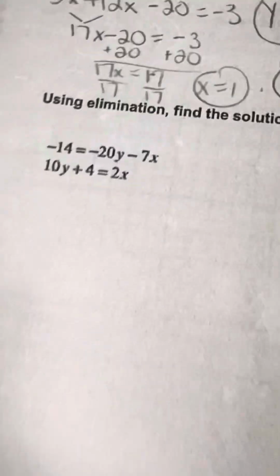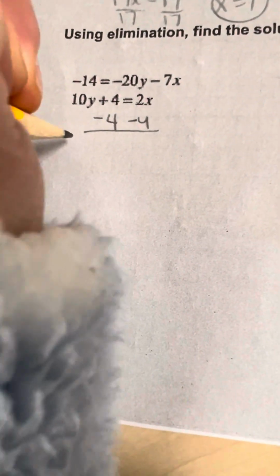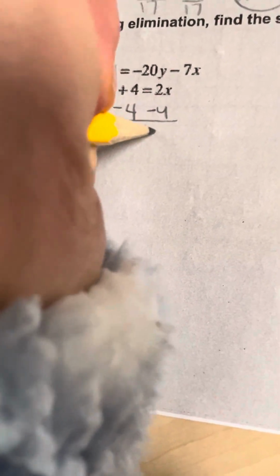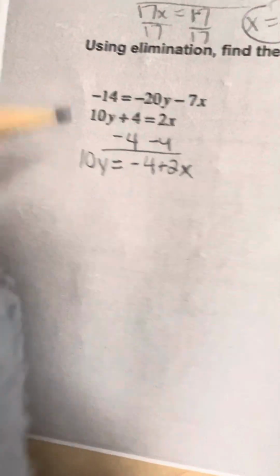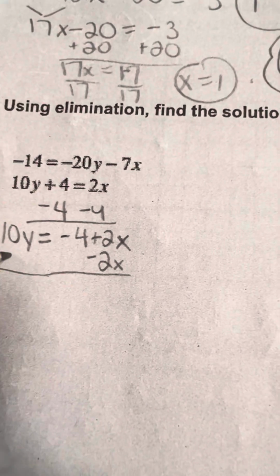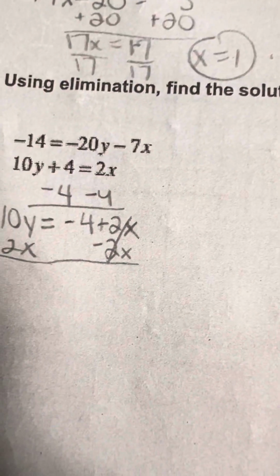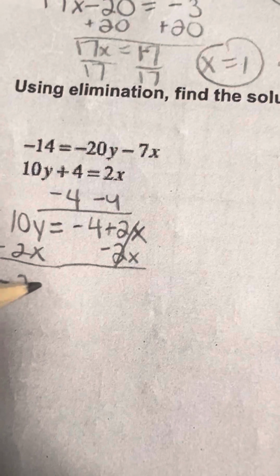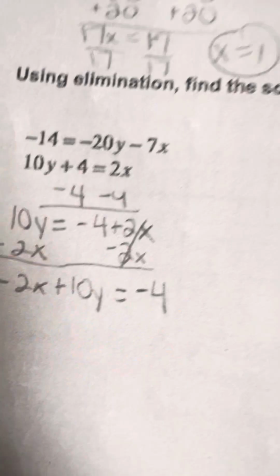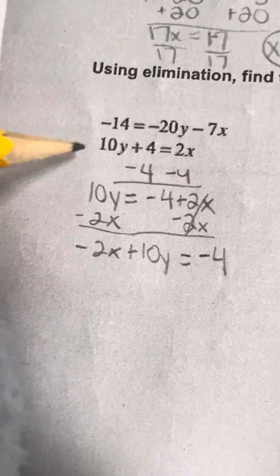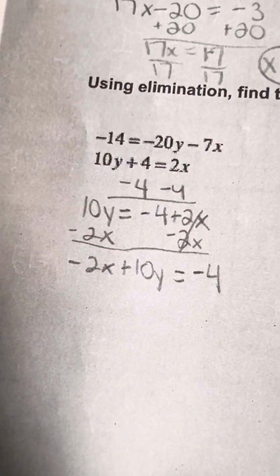So the first thing I'm going to do is subtract 4 on both sides and get 10y. Now it's all by itself, and we're going to have the negative 4 and the plus 2x over here on this side. But I want to get the x over here with the y. So I'm going to subtract 2x on this side and get that over here where it needs to be. And so I'm going to do negative 2x plus 10y is equal to negative 4. So that's the second equation rewritten. So again, that's just so that I can get this in consistency.